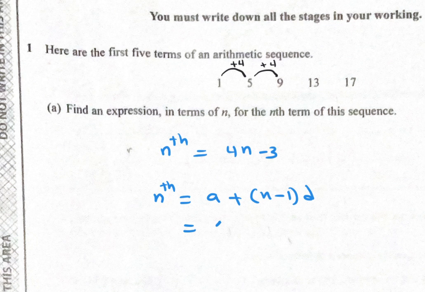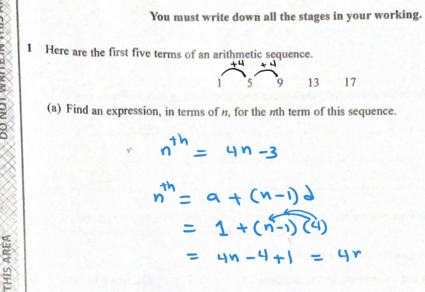A is the first term, which is 1. D is the common difference, which is 4. So n minus 1 into 4. Then expand. 4 times n equals 4n. 4 times negative 1 is negative 4, and plus 1. So 4n minus 3. You get the same answer.